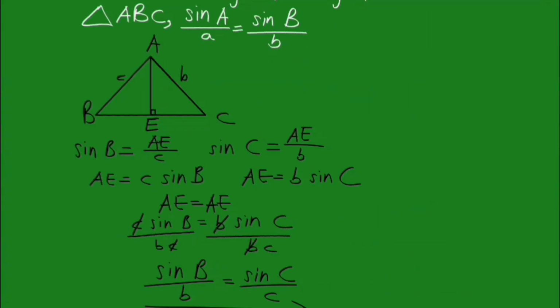Oh, I see that I made a mistake. I proved that sine B over B is equivalent to sine C over C, when I should have proved that sine B over B is equivalent to sine A over A. So in order for us to prove that sine B over B is equivalent to sine A over A, all we're going to do is to change C for A. So we're just going to switch them up. And by switching them up, that means here's also going to be A, that's going to be A, and that's going to be C right there.